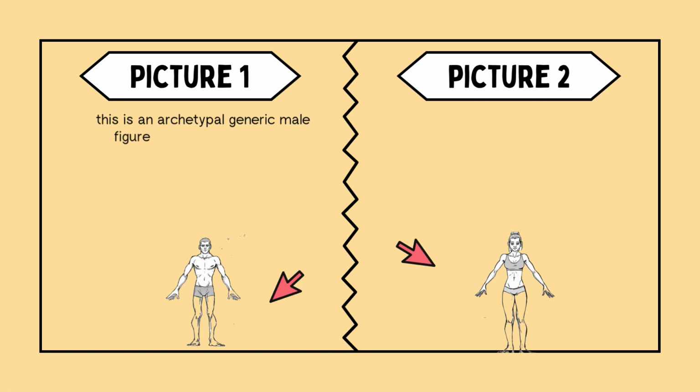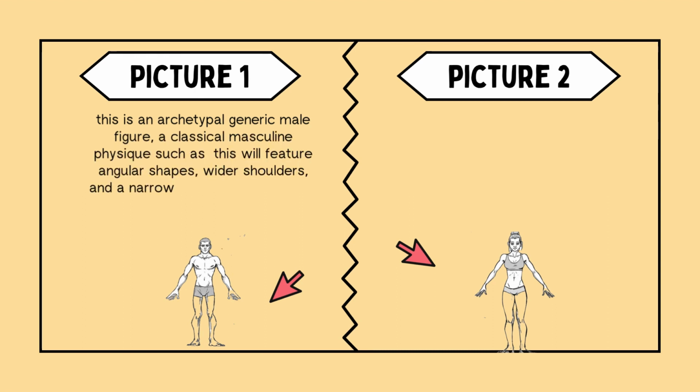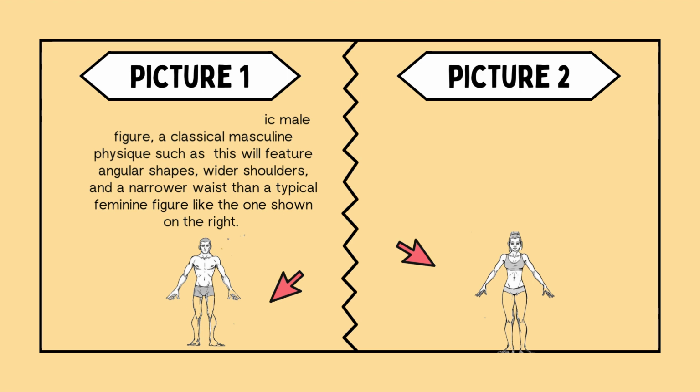This is an archetypal generic male figure. A classical masculine physique such as this will feature angular shapes, wider shoulders, and a narrower waist than a typical feminine figure like the one shown on the right.